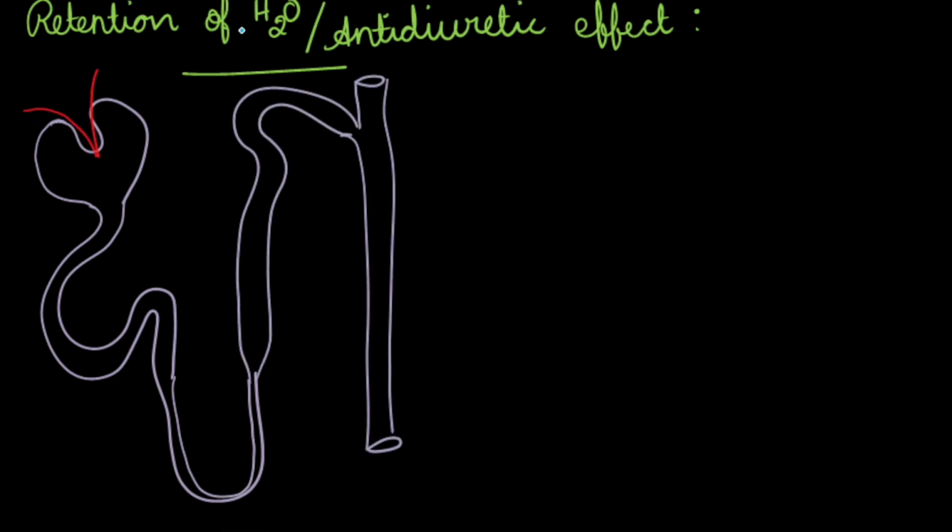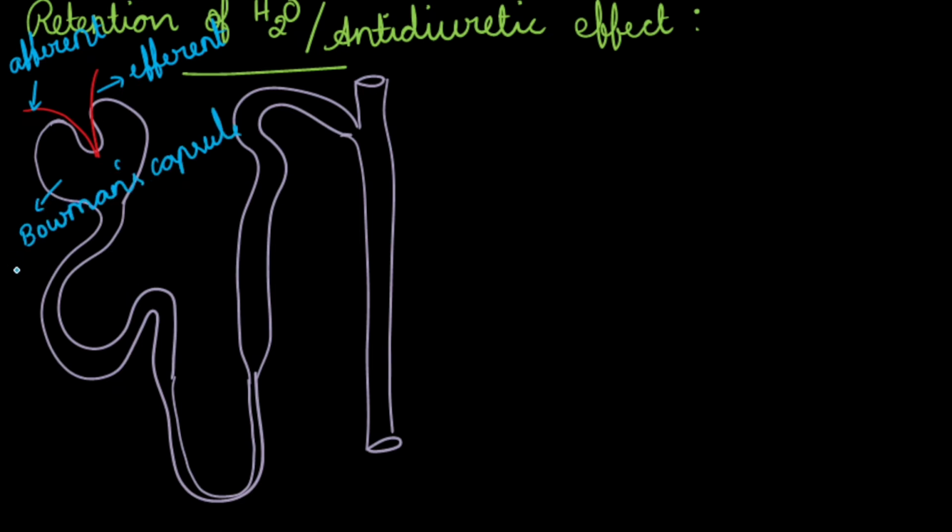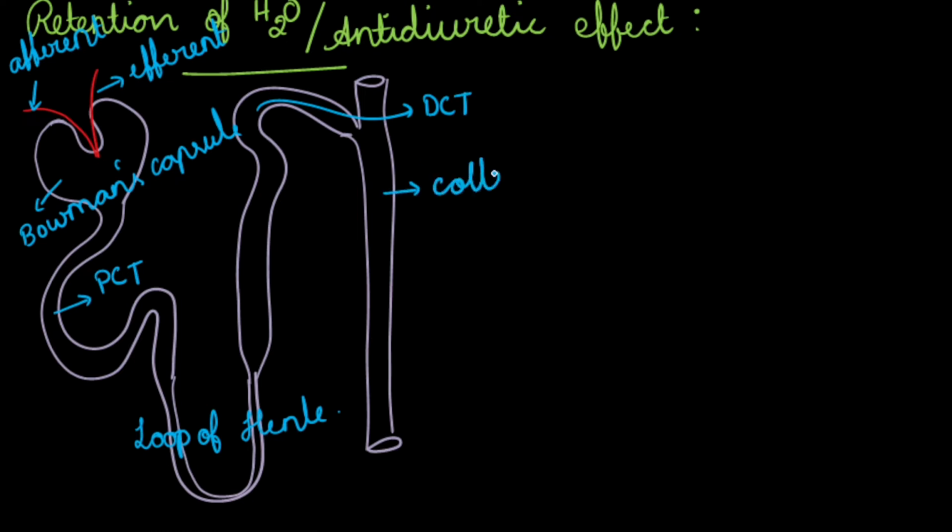So now let us discuss the antidiuretic effect of ADH over the kidneys. This is the afferent arteriole which brings blood towards the kidney, and this is the efferent arteriole which takes blood away from the kidney. And here comes the Bowman's capsule. This one is the proximal convoluted tubule, and here comes the ascending and descending limb of the loop of Henle. And here comes the distal convoluted tubule, and this is the collecting duct of the nephron.